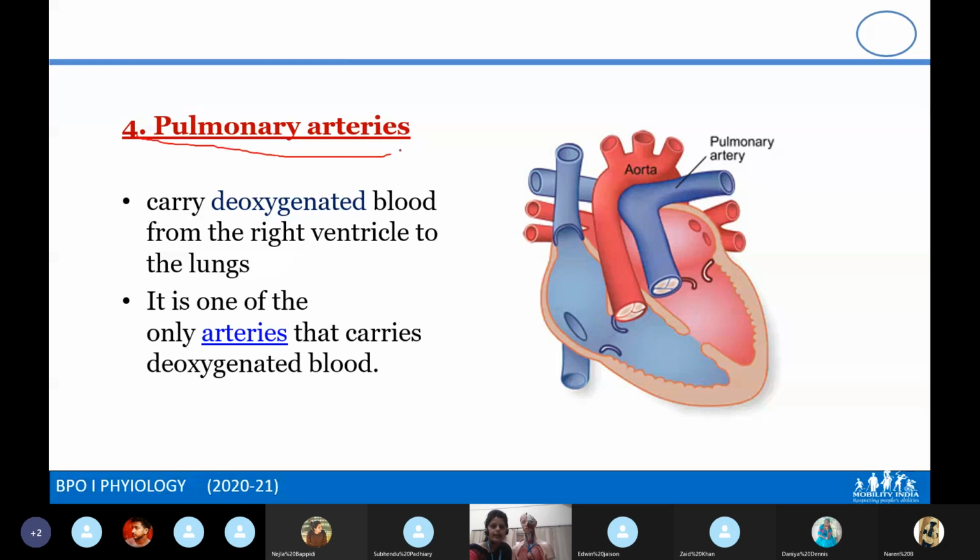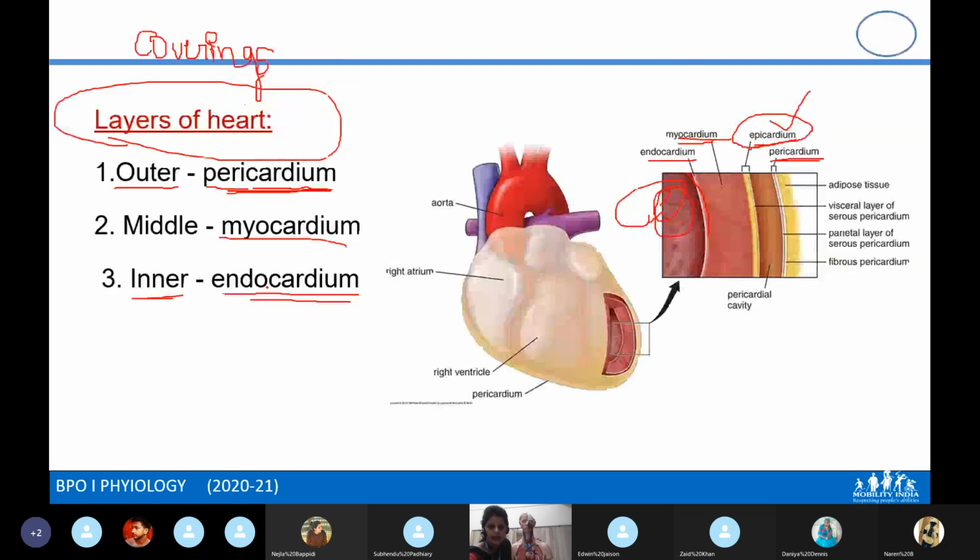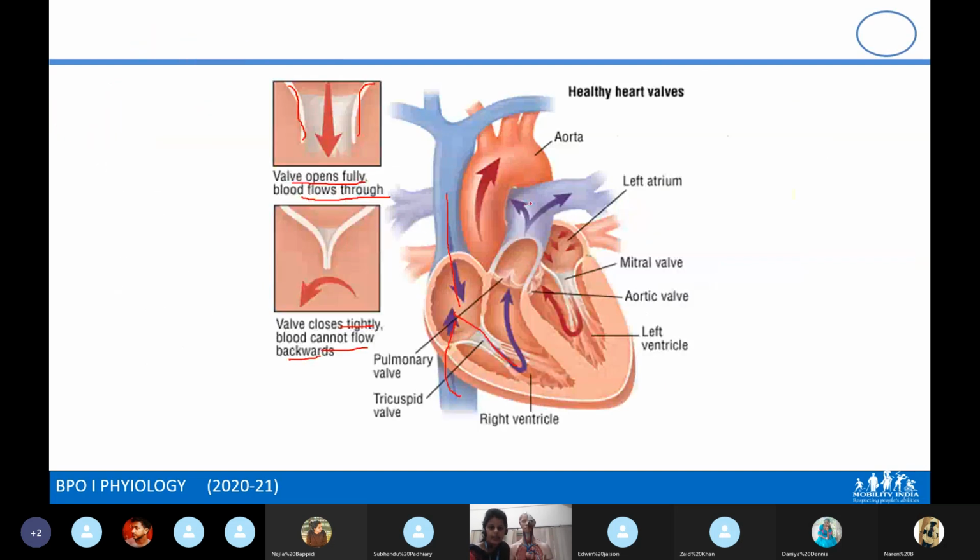Next, there are pulmonary arteries. Okay, so carries deoxygenated blood. Pulmonary artery carries deoxygenated blood from right ventricle to lungs. Okay, so we have discussed this. Pulmonary artery carries deoxygenated blood to the lungs. Okay, I will tell you all again.